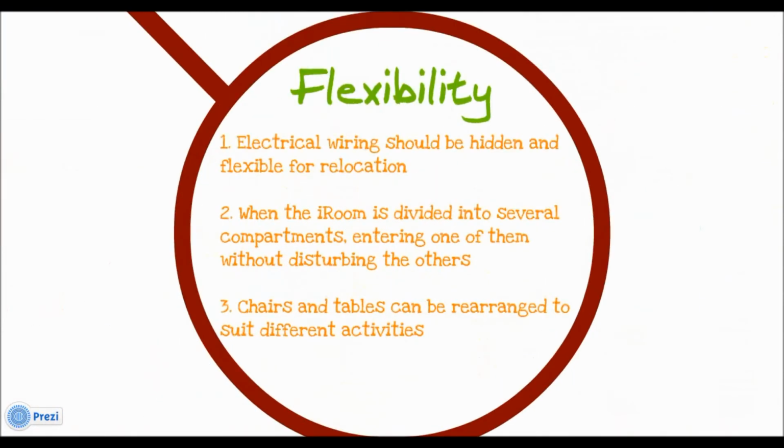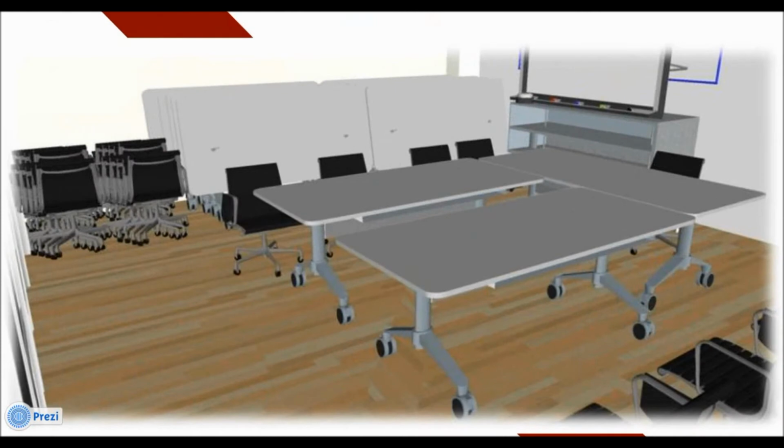In terms of flexibility, electrical wiring should be hidden and flexible for relocation, entering one of the compartments without causing disturbance to users of other compartments. Also, chairs and tables should be movable to facilitate different activities.